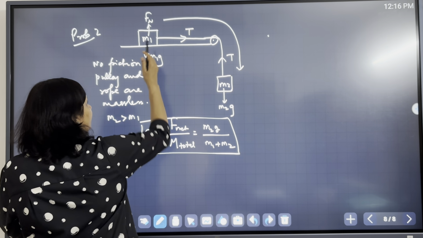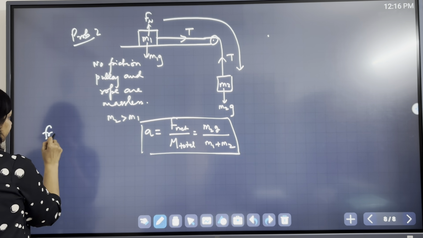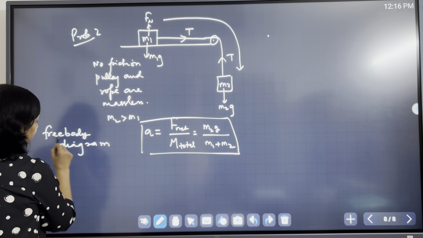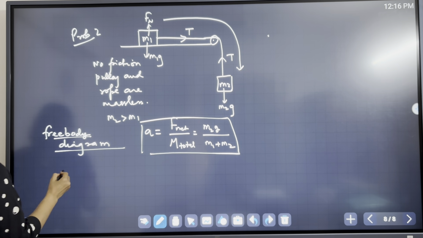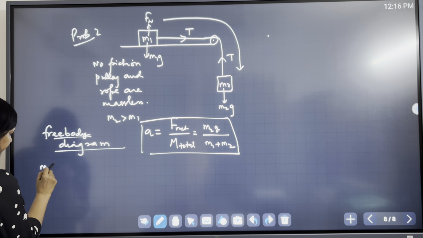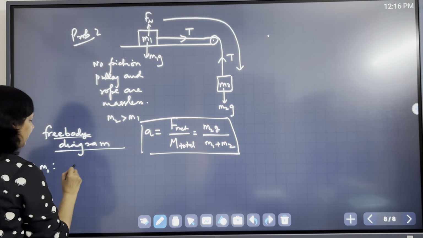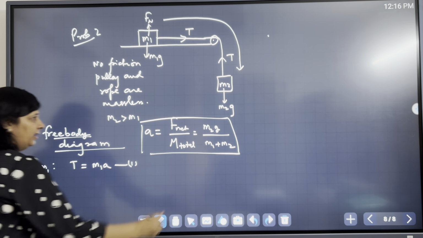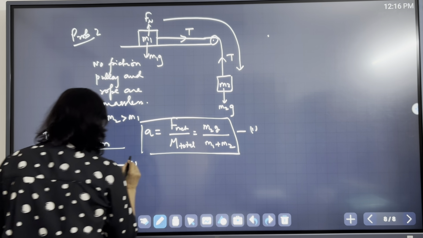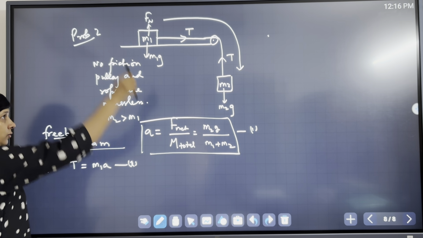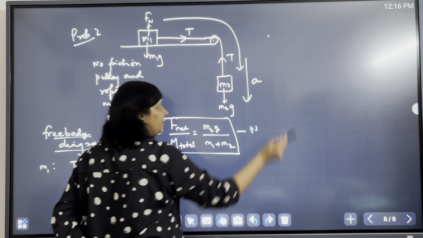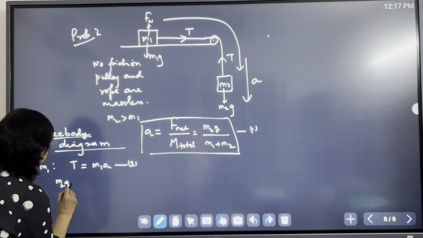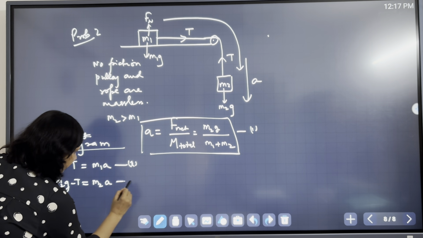Now, what is the free body diagram? For M1, in the x direction there is only one force: T is equal to M1 into A. Let me call this equation 1. Equation 2, for M2, it is going down. This is the direction of acceleration, this is the direction of net force. So M2G minus T is equal to M2 into A.